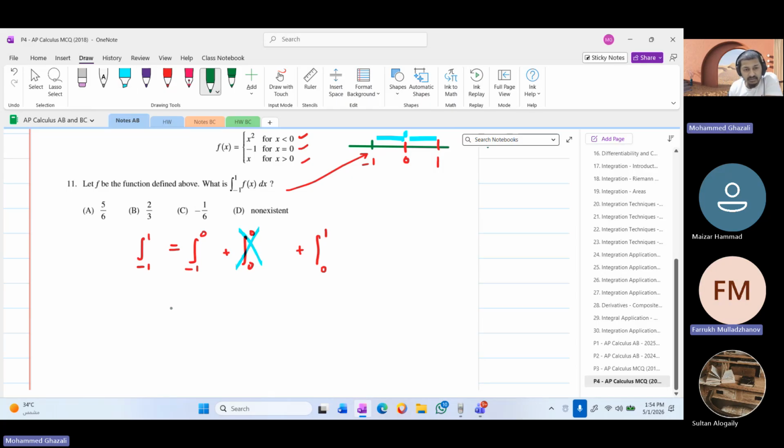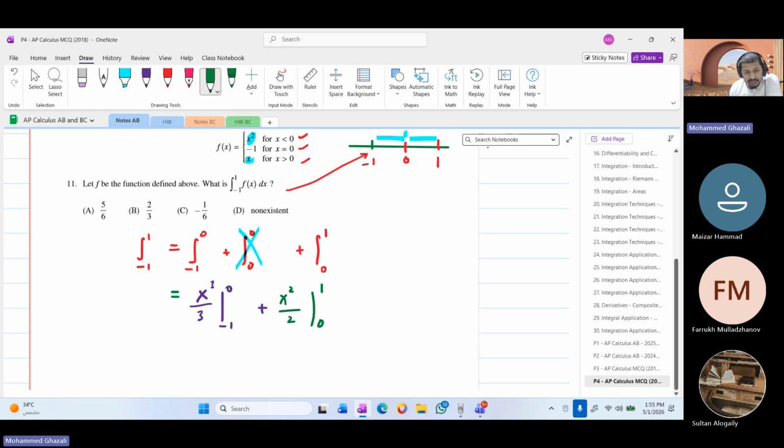So there's no area. Now if you're evaluating from negative 1 to 0, you're integrating the first part, x squared. The integral of x squared is x cubed over 3 from -1 to 0, plus, if you're evaluating from 0 to 1, x squared over 2 from 0 to 1.